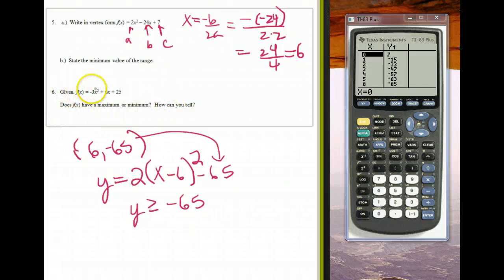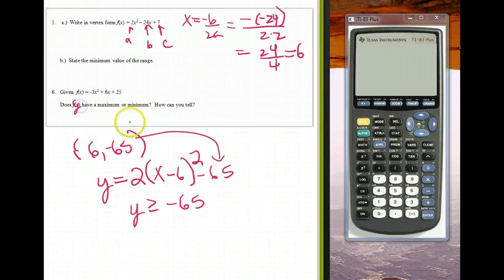All right. Given this equation, does f of x, remember you can think y here, have a minimum or a maximum? How can you tell? All right, it has a maximum, and the reason why you can tell is because of the negative in front of it, which will cause it to go downhill, or upside down, open downward, which means that this is a high point. If this is the high point, then this would be the max.